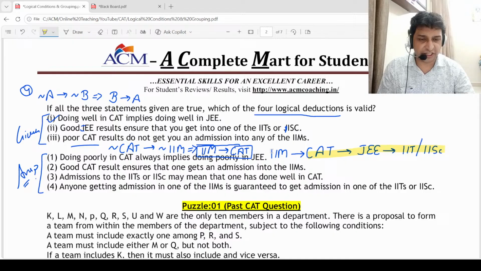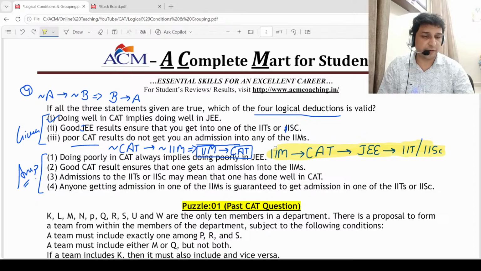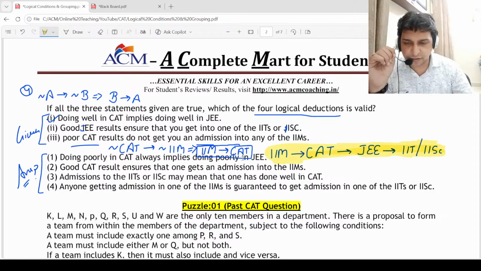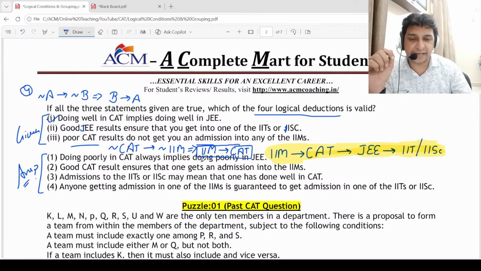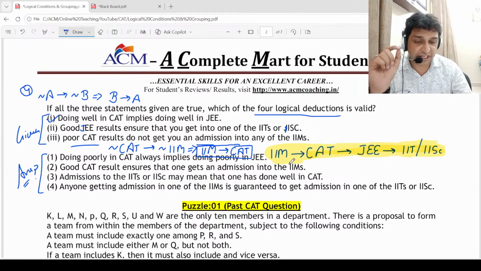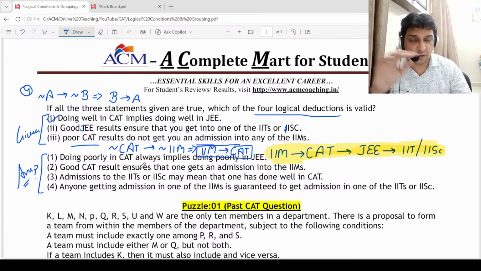This is the complete chain which we have. Now on the basis of this, we have the answer. Now let's see what answers we got. The first question: doing poorly in CAT always implies doing poorly in JEE. We can't say that, because the chain does not say not CAT means not JEE. The rule does not allow it.